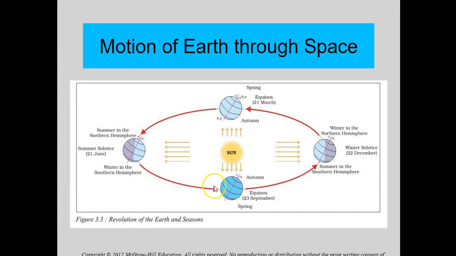Notice that when we are passing through these points at the equinoxes, the tilt of the Earth is essentially perpendicular to the sunlight. So the tilt doesn't affect the season as much, and it doesn't affect the amount of daytime or nighttime. And so you have exactly the same amount.